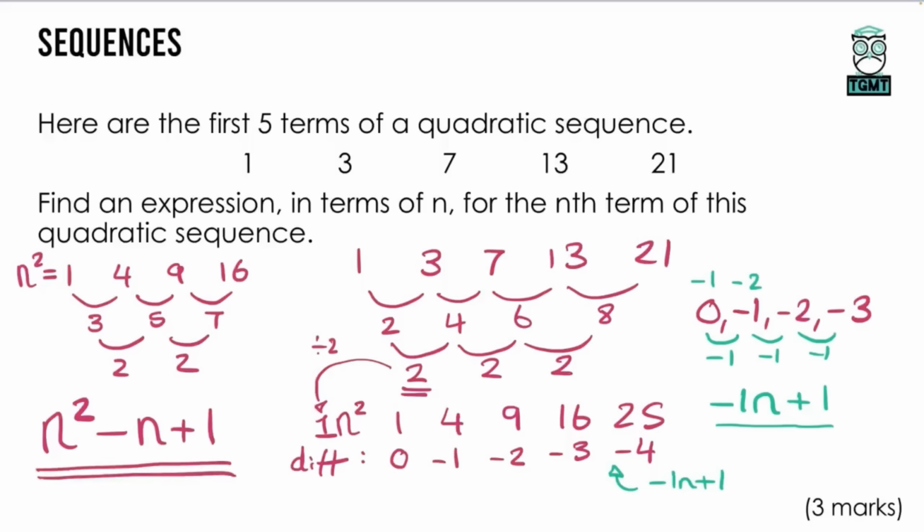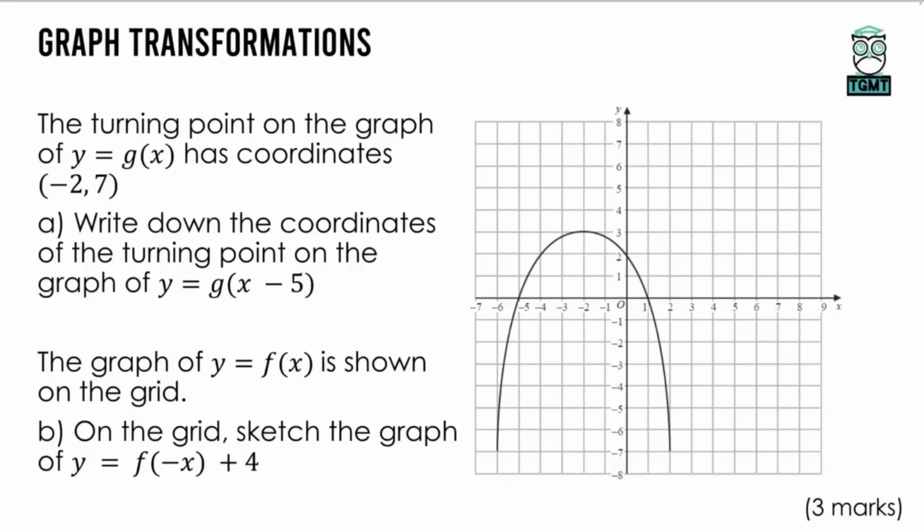So here it says the turning point on the graph of y equals g of x has coordinates negative 2, 7. Write down the coordinates of the turning point on the graph of y equals g of x minus 5. Now, if there is something within the bracket, like a +5 or a -5, it affects the x-coordinate. But when it's in the bracket, just like when we're solving quadratics, it does the opposite. So we know when you solve a quadratic and you flip the symbol, it's a similar sort of idea to that, in the sense that it does the opposite of what we expect.